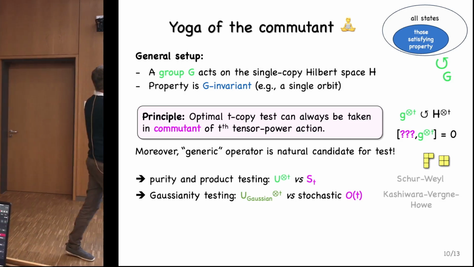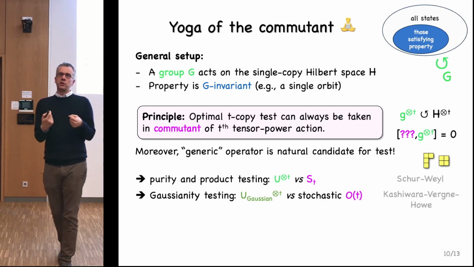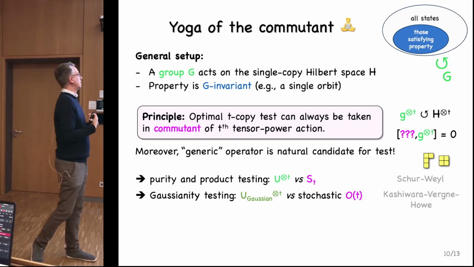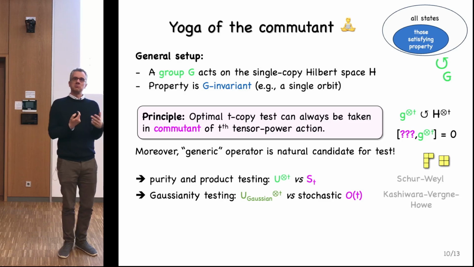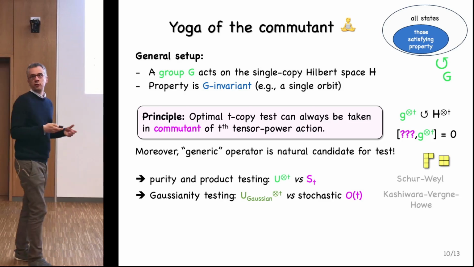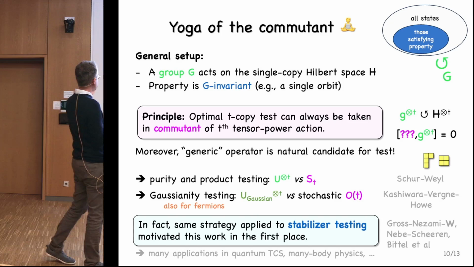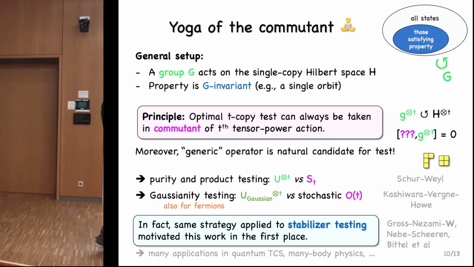And similarly, in this Gaussian case, the commutant of T powers of Gaussian unitaries is generated by the action of an orthogonal group. That's something that's known as Kashiwara-Vergne and Howe duality. Okay, and there's a similar story for fermions as well, right? Where you have a spin action, the Gaussian unitaries are spin instead of symplectic, and a similar story. Okay, so that's cool.